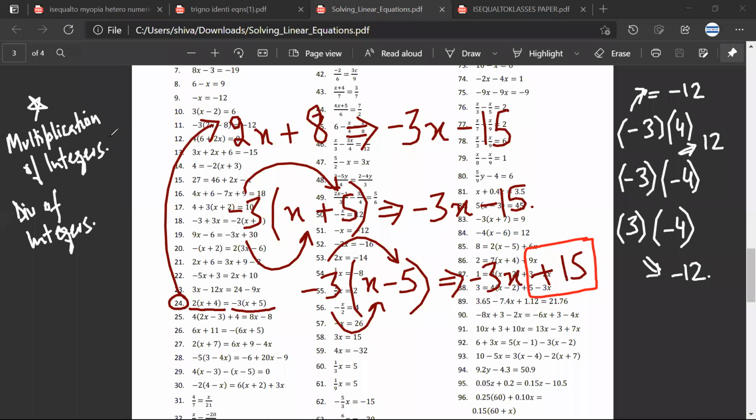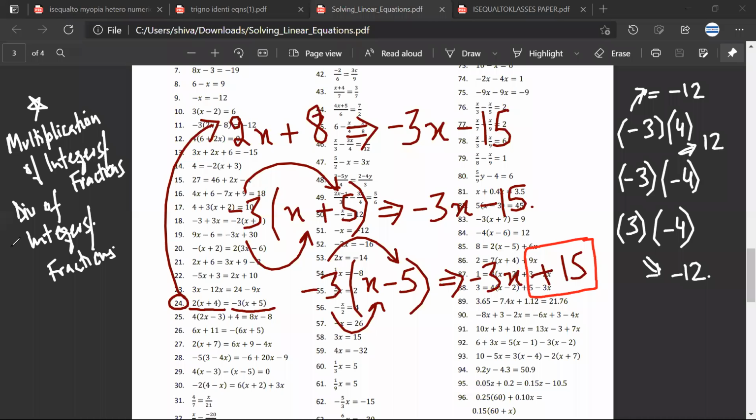We should be very clear about multiplication of integers and fractions. We should be very clear about division of integers as well as fractions. If we are clear about these four topics, only then we'll be able to solve the equations. Mr. Sarthak, any doubt? No, sir.